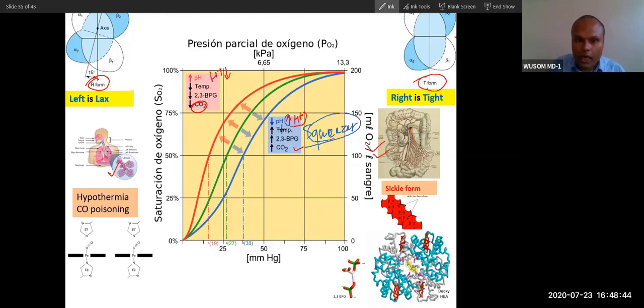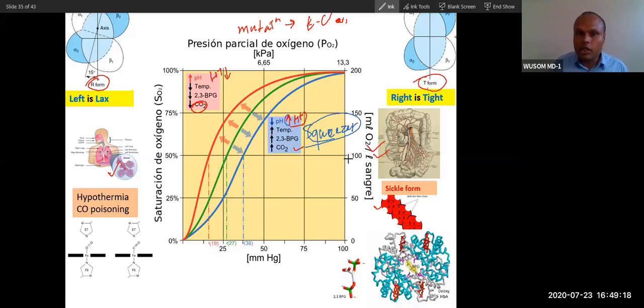Now I don't want to talk much about these factors. I am more concerned about sickle cell anemia. You know, what happens in sickle cell anemia? There is a mutation in the beta chain. Because of this, there will be a tendency to convert that hemoglobin into a taut form.